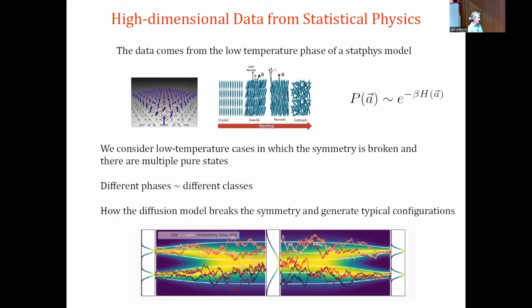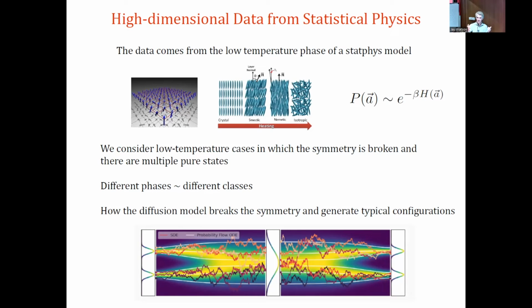So, I mean, it's ideal models, crystals, liquids. For the moment, let's say any standard statistical physics distribution, when the system size is large, is nothing else than a probability distribution in high dimension. And we want to be in the low temperature case in which the symmetry is broken. So what this means is that in principle, we give the diffusion model different configurations.